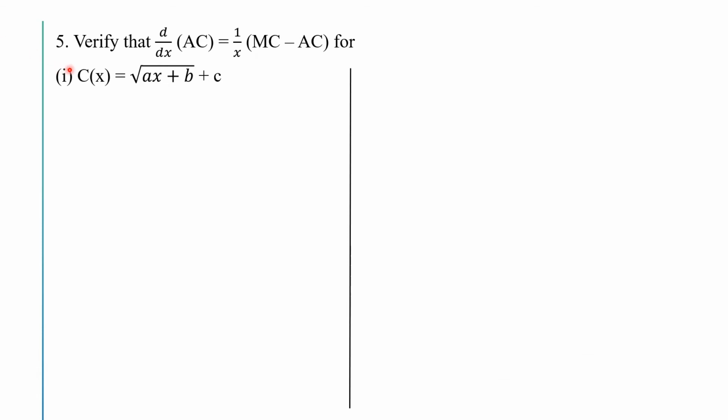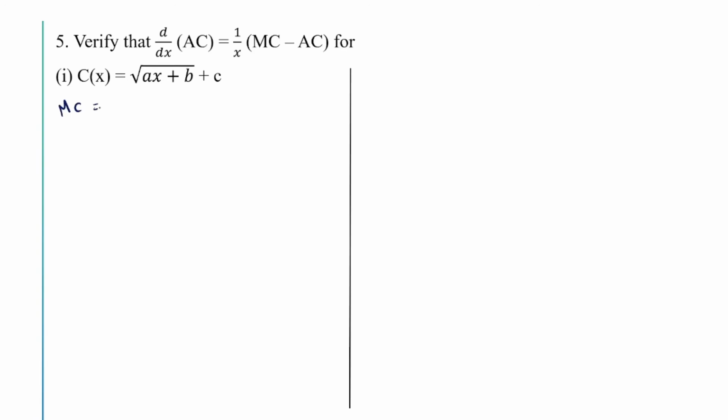Next question, verify that d by dx of average cost is equal to 1 by x into marginal cost minus average cost, for the cost function given by under root ax plus b plus c. So for this cost function, we have to verify whether the derivative of average cost is equal to 1 by x into marginal cost minus average cost.